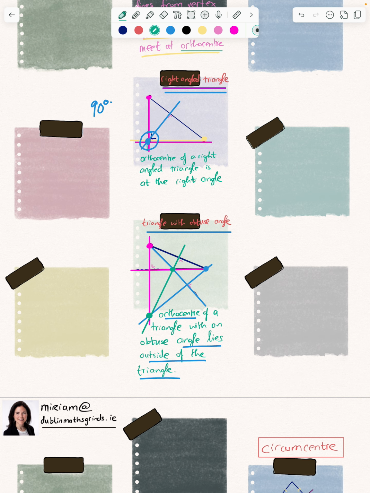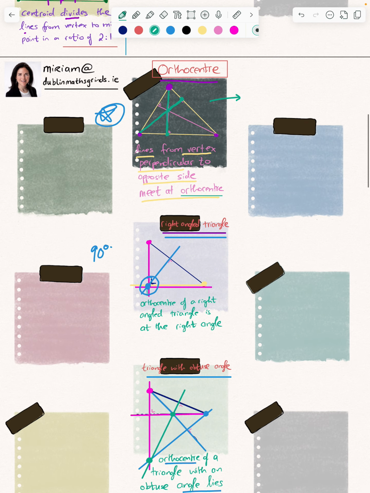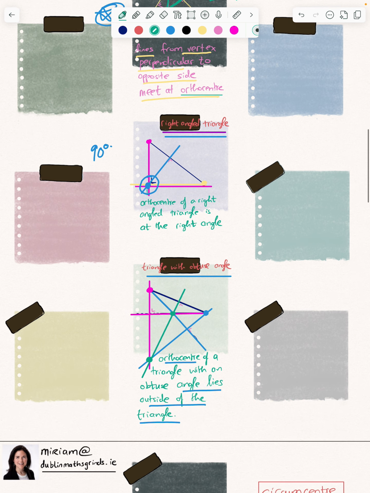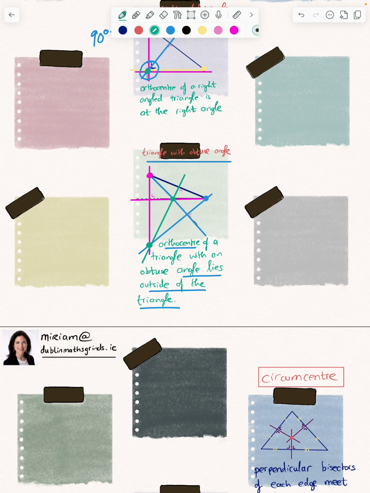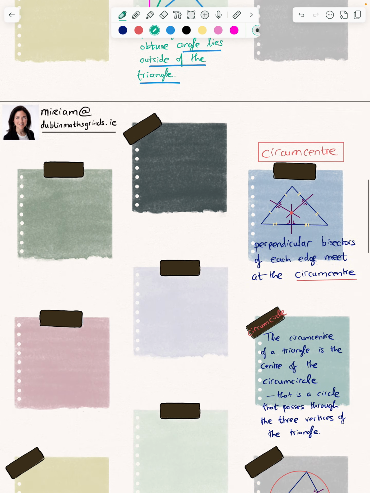So just something to remember, if you have a triangle with no angles greater than 90, the orthocentre is inside of the triangle. If you have a triangle with a 90-degree angle, a right angle, then the orthocentre is at the right angle. And if you have a triangle with an obtuse angle, then the orthocentre will be outside of that triangle. Okay, and then the circumcentre.